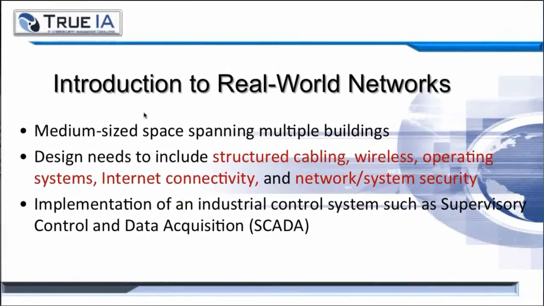Next, we're going to take a look at applying the practical skills you've learned throughout these modules. We're going to take a look at how to install and modify a medium-sized space spanning multiple buildings. Design needs to include structured cabling, wireless, operating systems. Consider your internet connectivity and what type of network or system security you're going to require. And we'll also discuss the implementation of an industrial control system such as a SCADA system.